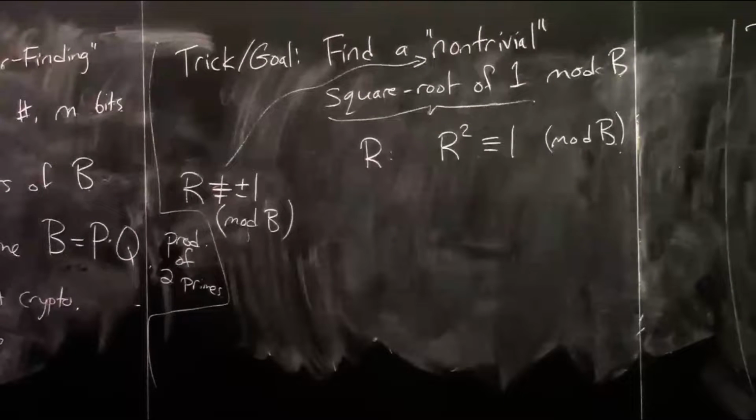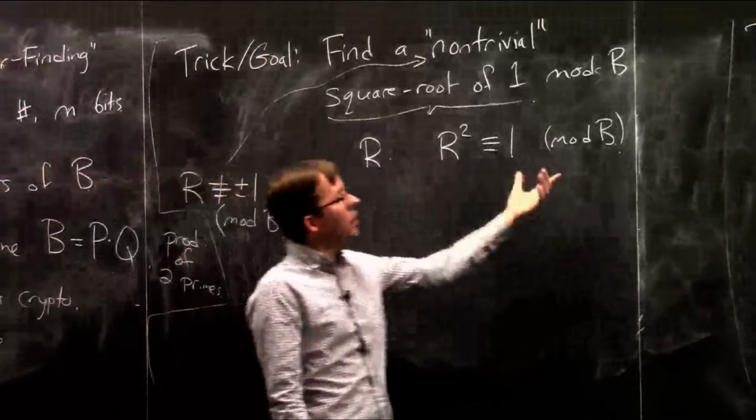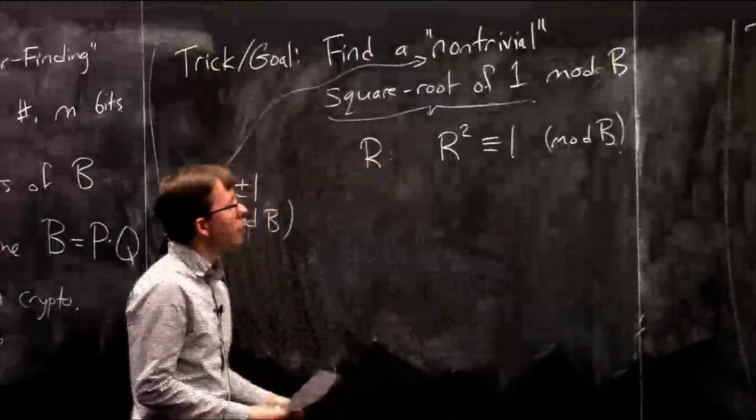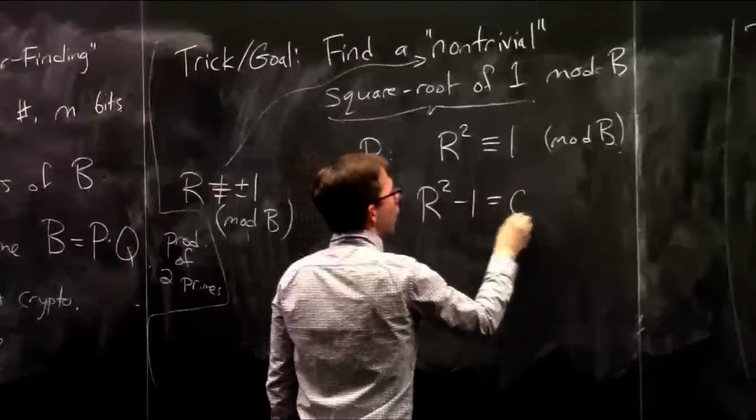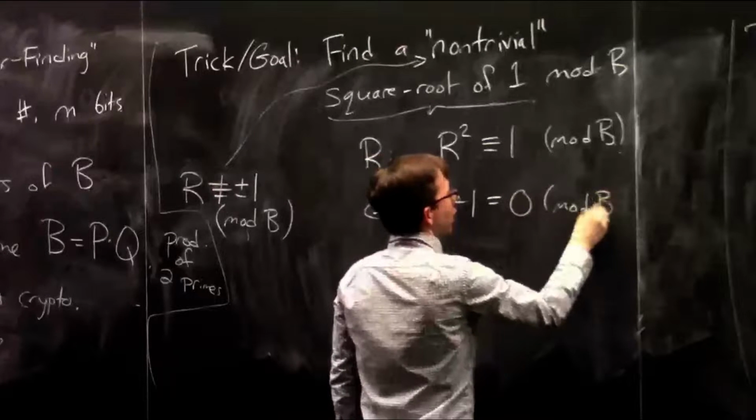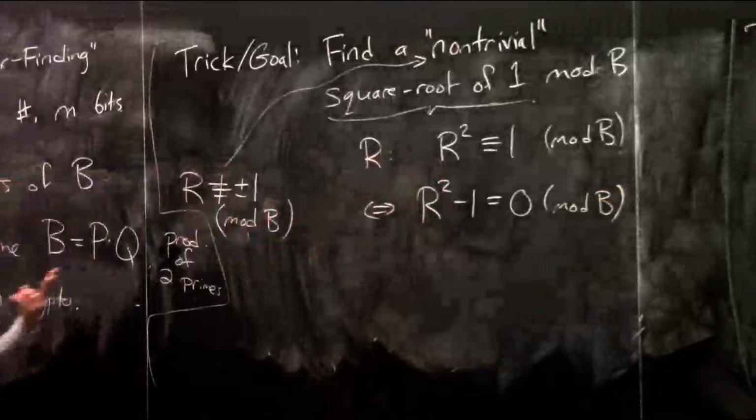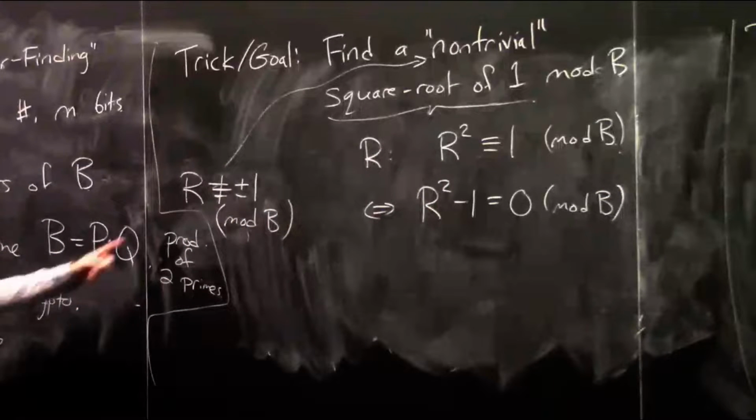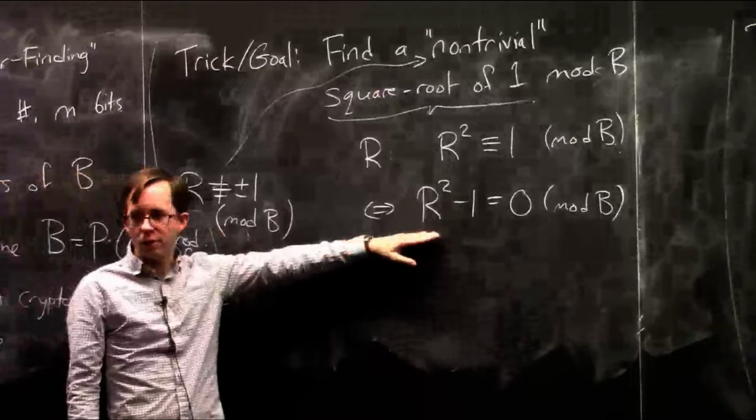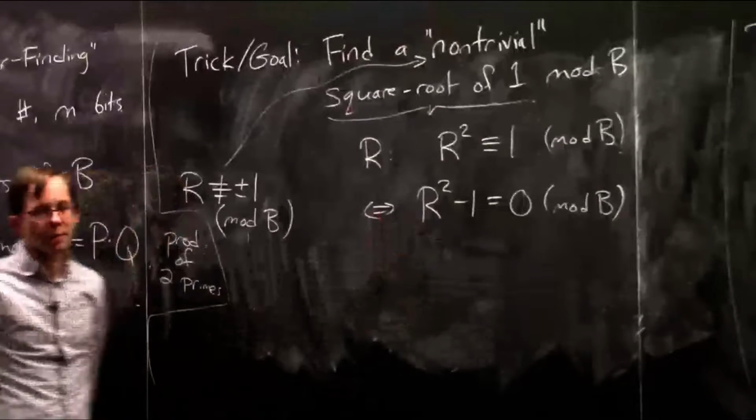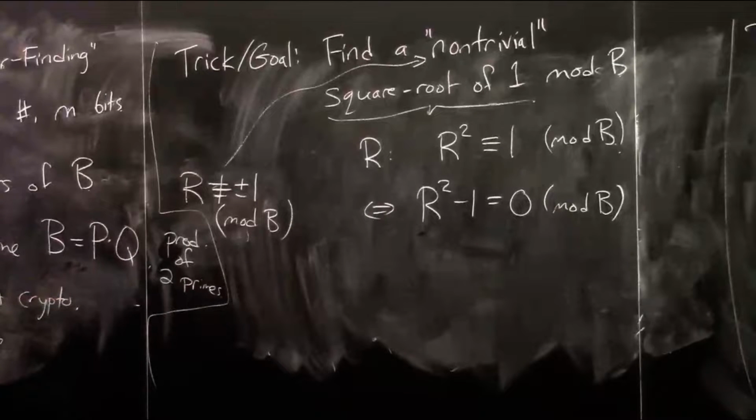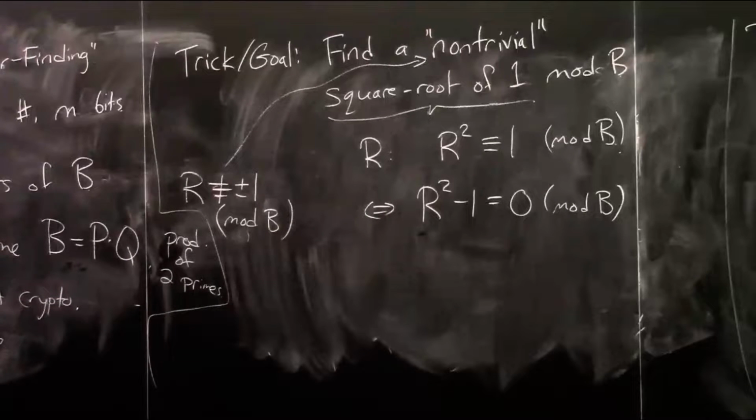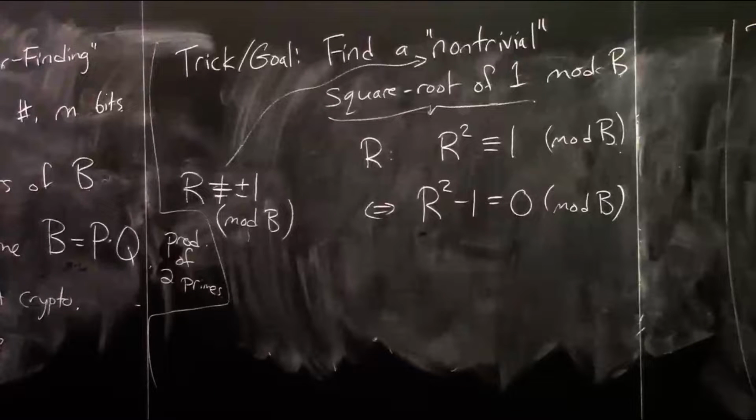Okay? And by the way, if b is a prime, then this is a little number theory that you probably know, the integers mod b are a field, and therefore this is also the same as the equation r squared minus 1 is 0. This is a quadratic equation, and quadratic equations only have two roots over a field, which are these. So if b is a prime, then there are only two square roots of 1, plus or minus 1. But when b is, let's say, the product of two primes, it turns out there's 4. And so we want to find one of the other two.